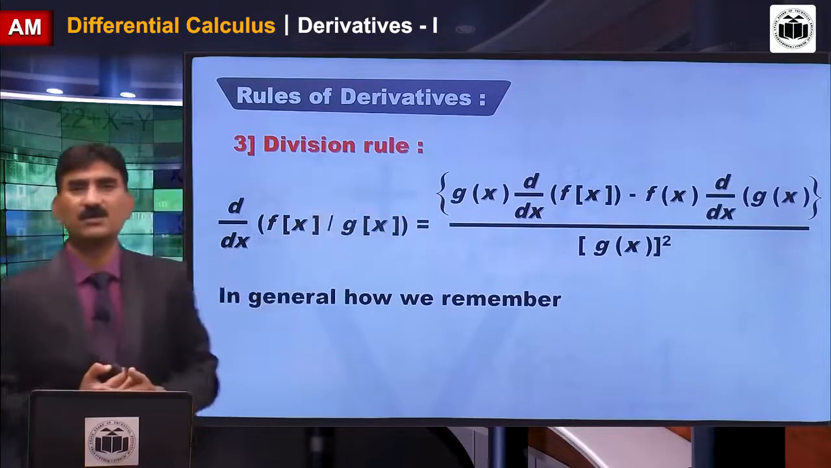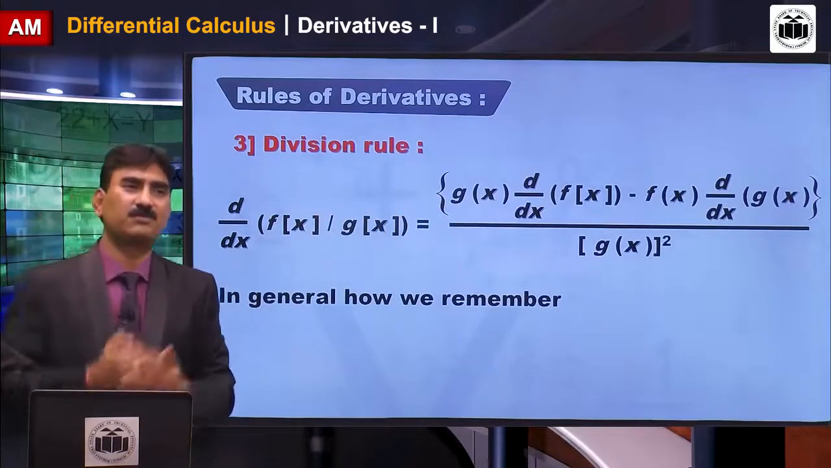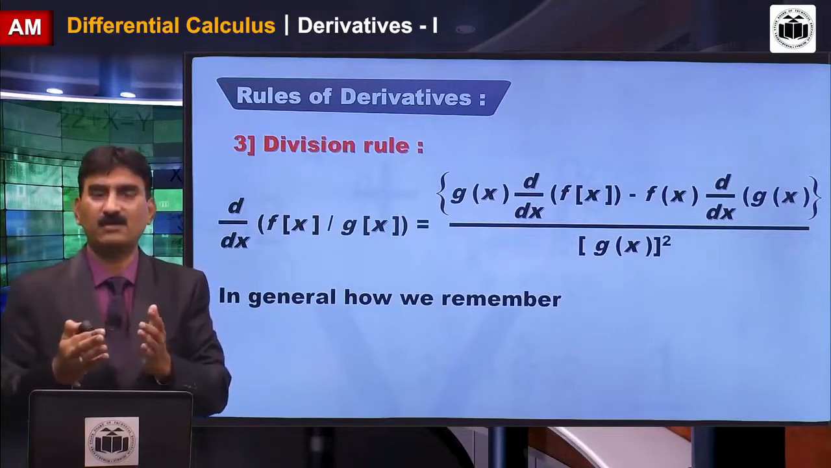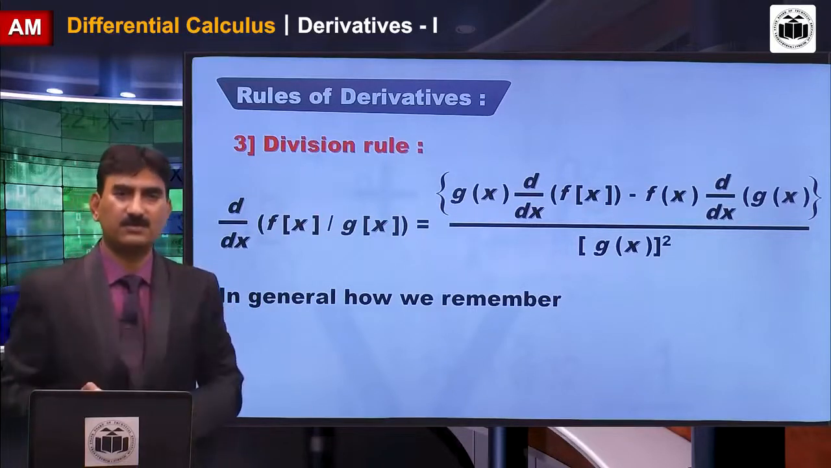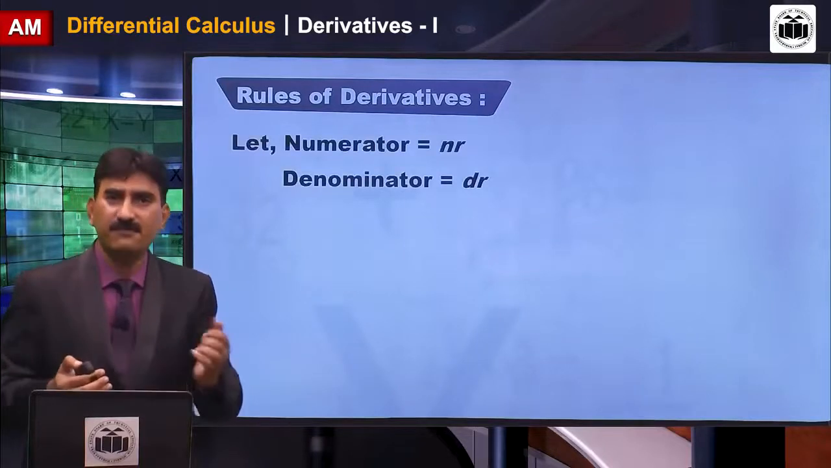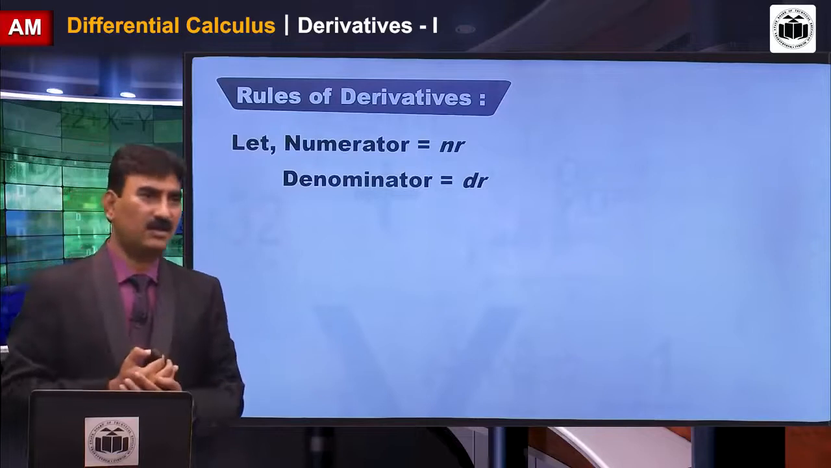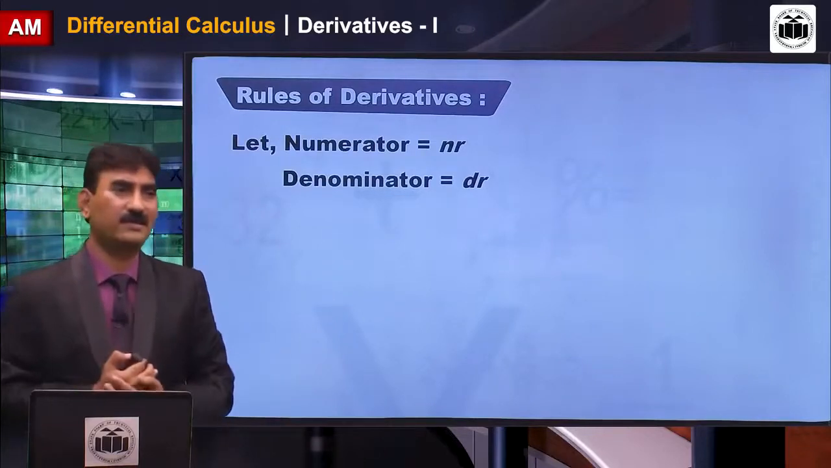whole square. Now, you are a little bit confused in between g(x), f(x): g(x) को ऊपर रखना है कि f(x) को ऊपर रखना है. So, अभी मैं आपका confusion दूर कर लेता हूँ. You have to remember the same formula in this manner. Numerator you have to write down nr. Denominator को हम लिखेंगे dr.